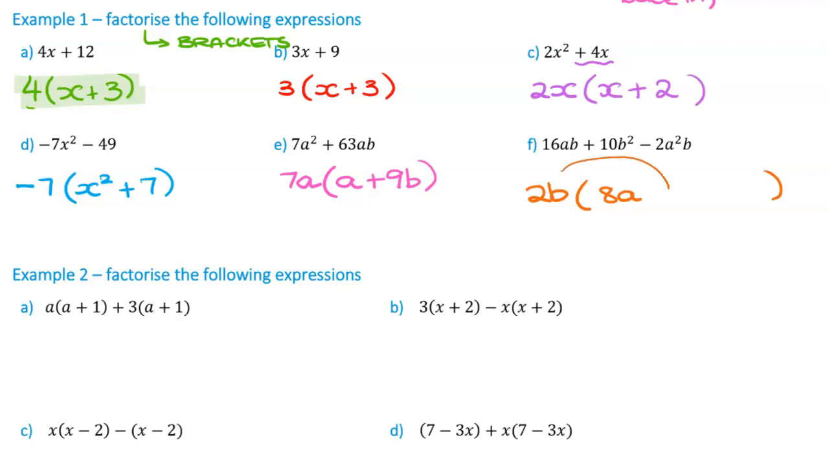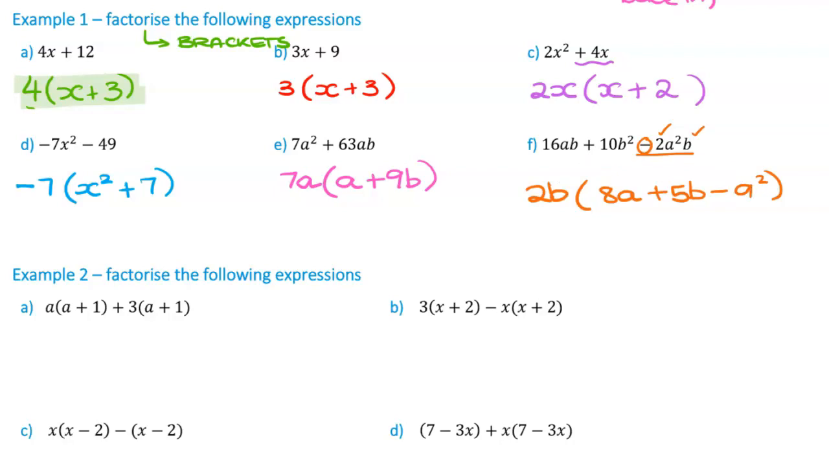2B times something is going to give us 10B squared. Well, we're going to need a positive, because it's positive 10B squared and positive 2B. We're going to have a 5 to build that 10, and we're going to need another B to build that B squared. Our final term we're building is negative 2A squared B using 2B times something. We're going to need a negative to build that negative. We've already got the 2 and the B, so we're going to need negative A squared there.